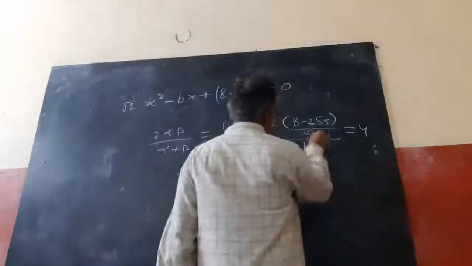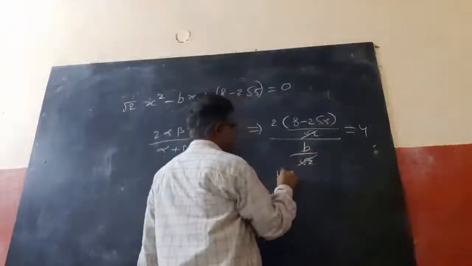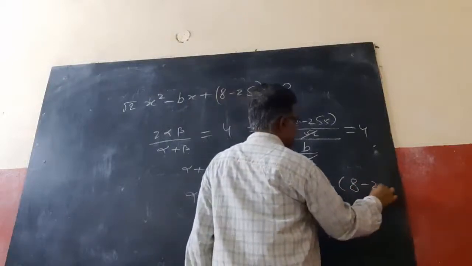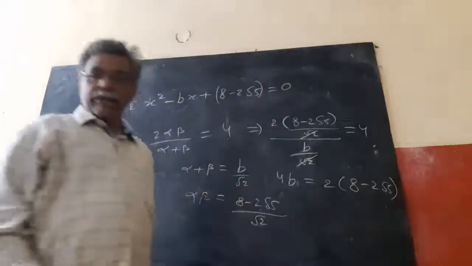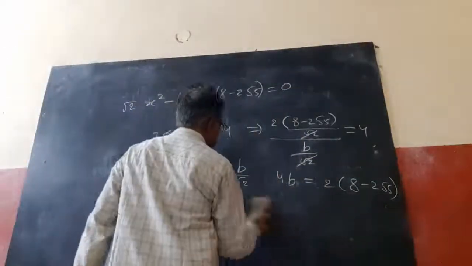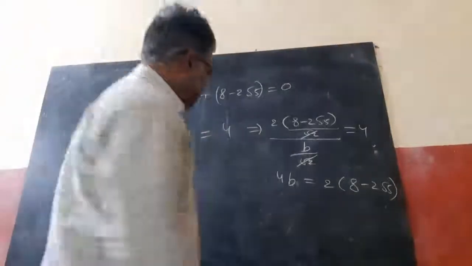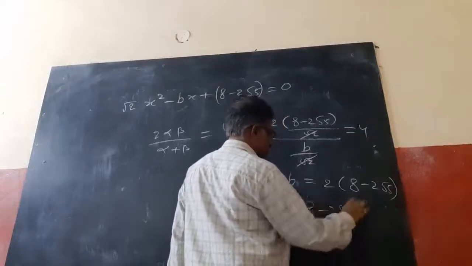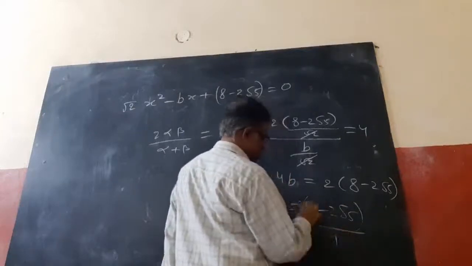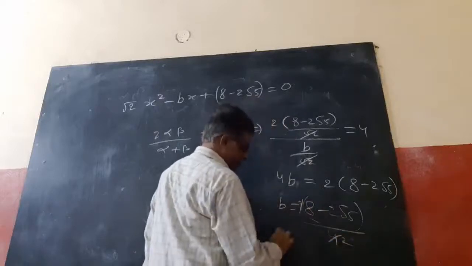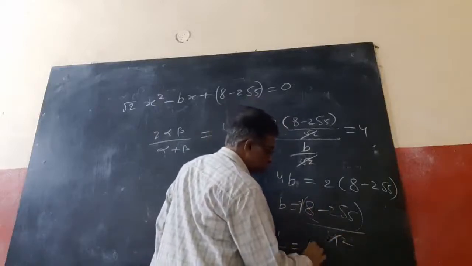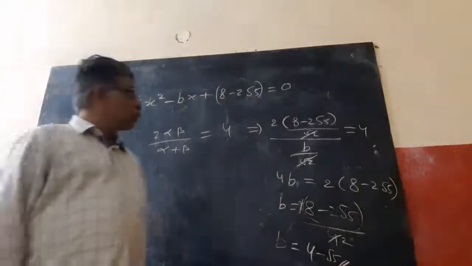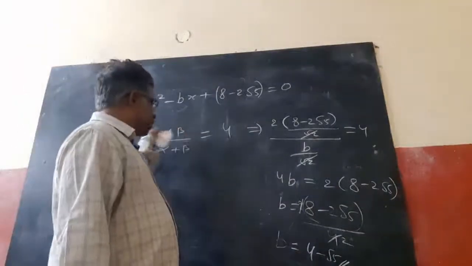Now root 2 gets cancelled and b goes to that side. 4b equals 2 into 8 minus 2 root 5. I want b, so bringing 4 to that side, b is equal to 8 minus 2 root 5 into 2 by 4. The 2 and 2 cancel, and one more 2 cancels here. So b is equal to 4 minus root 5. So the b value is 4 minus root 5. Like this, we can find the harmonic mean of the roots.